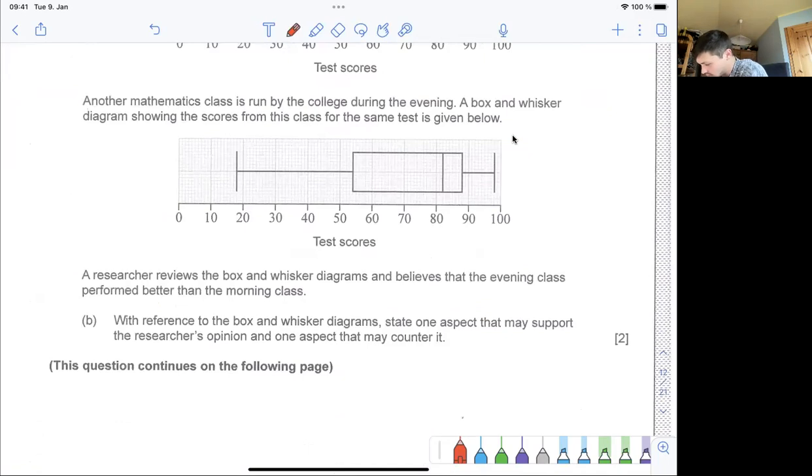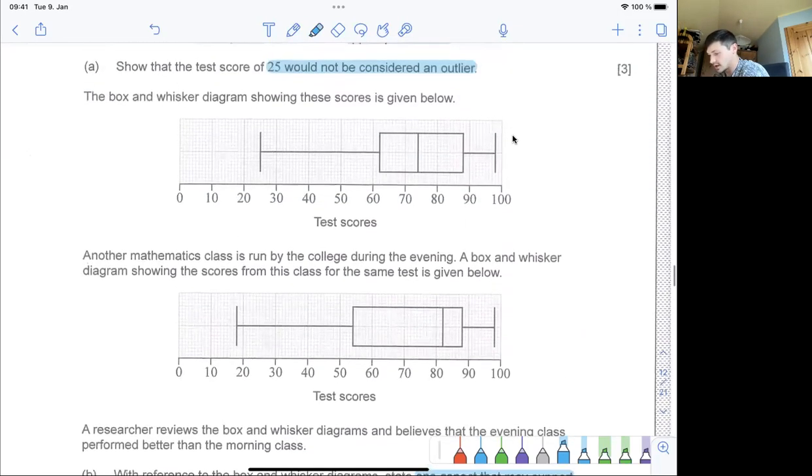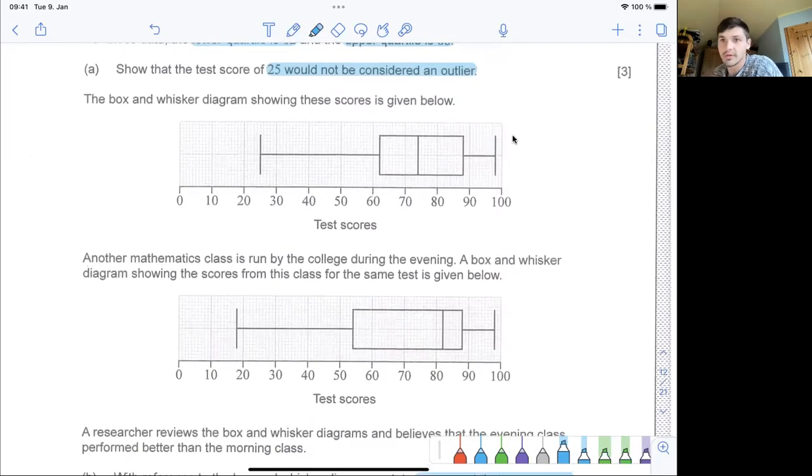A researcher reviews the box and whisker diagrams and believes that the evening class performed better than the morning class. With reference to the box and whisker diagrams, state one aspect that may support the researcher's opinion and one aspect that may counter it. So we've got to have one aspect that may support the claim, and one aspect that will counter it. So let's go up to the box and whisker diagrams and visually have a look. We'll start with the idea of finding something that supports his claim. The one that jumps out to me anyway is the median mark.